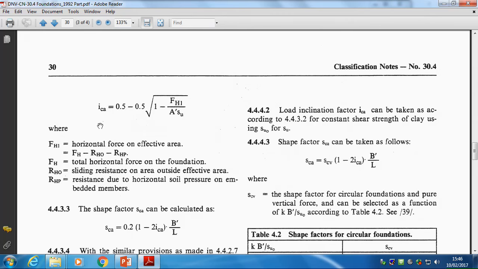FH1 is horizontal force on effective area. A upon SU is area, effective area, times the undrained shear strength. If we're relying on all that being given, then that equation becomes 1, 0.5 times, sorry, I don't know now. Ends up at 0.5, I'm sure. You just work through the sum anyway. ICA becomes 0. Yes, ICA becomes 0 if we're just relying on the structure being on the seabed, okay? And the horizontal stress, so ICA drops out. So actually we end up with minus ICA, isn't it? We'll say that's 0.